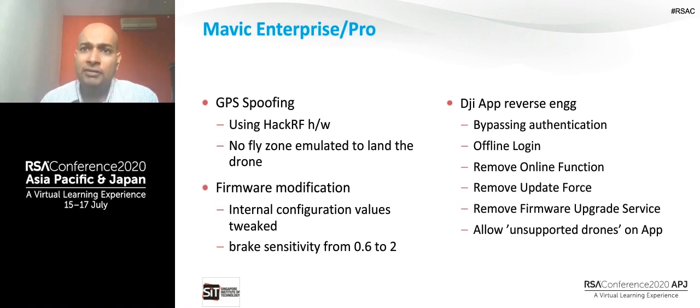Another attack that we have launched against Mavic Enterprise is based on firmware modification. We changed the configuration values. We can tweak the configuration values while the drone is flying, say, brake sensitivity from 0.6 to 0.2. So all of a sudden, you expect the drone to stop at a certain speed, and it is not stopping, and it'll hit something on the left side or right side. So we can change different configuration values to make the drone behave erratically.